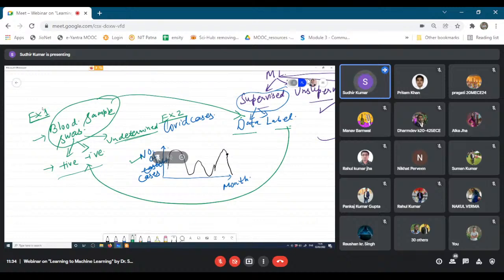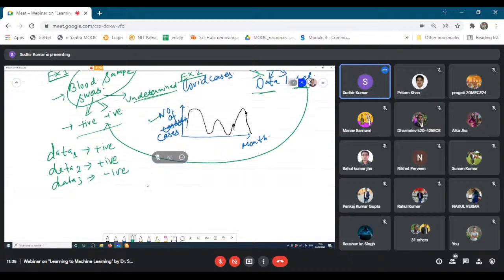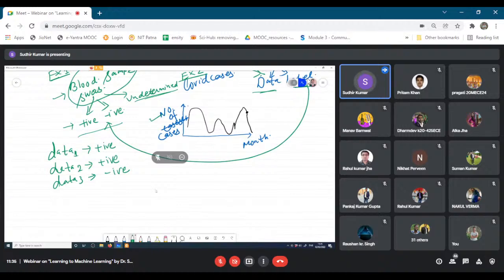Because in supervised learning, we feed both the data and level. Data will be the sample, as I said. This is your data, and corresponding to data 1 for person 1, what is the case? Let us say positive. For data 2, person 2, let us say positive. Data 3, what is the case? Let us say negative. Like this, we provide this sort of thing in the training phase. This is the training.